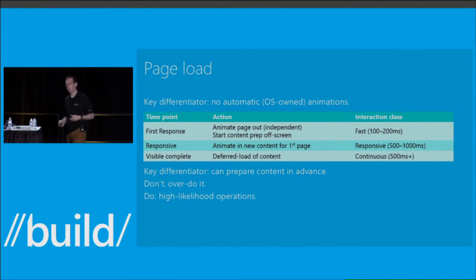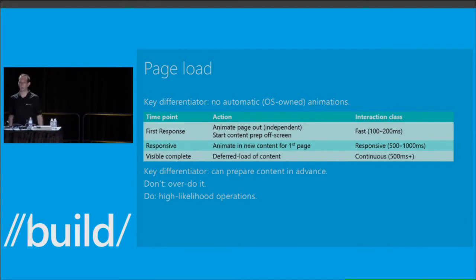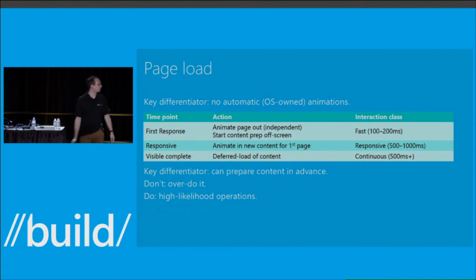So you'll want to do this only for high likelihood operations which you're 90% sure the user is going to execute, rather than doing it for every single page under the sun that you can think of. You'll always want to measure the impact. So again, using the Windows Performance Toolkit or using Visual Studio to look at the CPU and memory impacts is going to be very important.